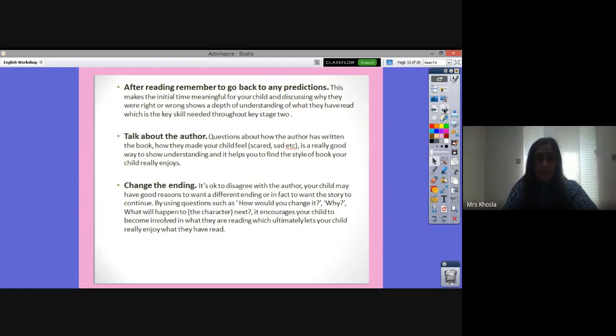It's okay to disagree with the author. Your child may have good reasons to want a different ending, or in fact, to want the story to continue. By using questions such as, how would you change it? Why? What will happen to the character next? It encourages your child to become involved in what they are reading, which ultimately lets your child really enjoy what they've read.